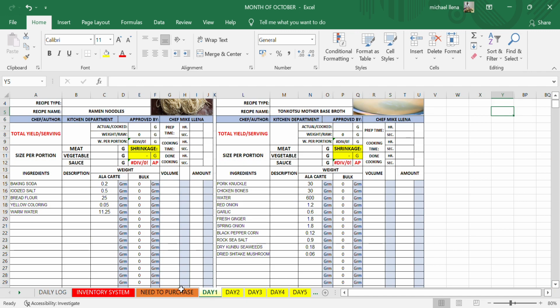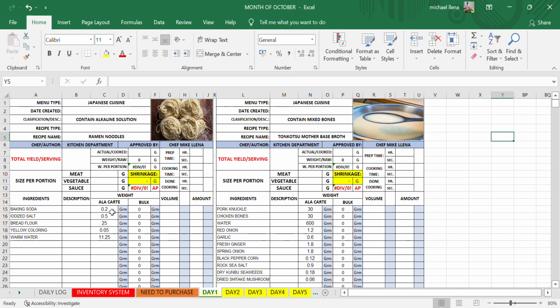Here in our recipe calculator, I have the 31-cycle menu, and each menu consists of 40 dishes because I have my cycle menu for the buffet. We'll see here, for example, baking soda. This is for a single portion, the standard of one portion.